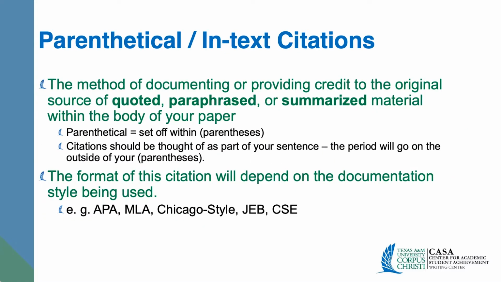So how can we avoid plagiarizing? Well, let's just give credit where credit is due. Parenthetical and in-text citations is one way to help avoid plagiarizing. Whatever documentation style that you are going to use, whether it be APA, MLA, Chicago, CSE, IEEE, there is a way to avoid plagiarizing. The method of documenting or providing credit to the original source of quoted, paraphrased, or summarized material within the body of your paper is an in-text citation.